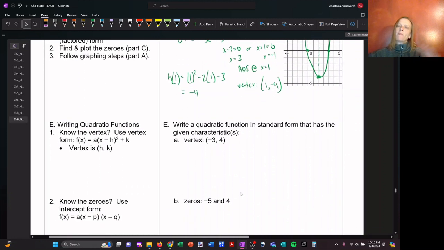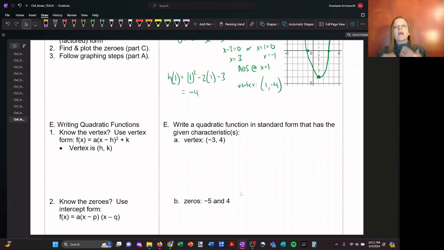So we have learned lots of different strategies for graphing parabolas. How about going backwards? What if I kind of know what the parabola looks like and I'm trying to write the equation? Or I'm given certain features of a parabola and I want to write the equation. I can use different strategies. I can use different formulas that we've learned depending on what information I'm given.